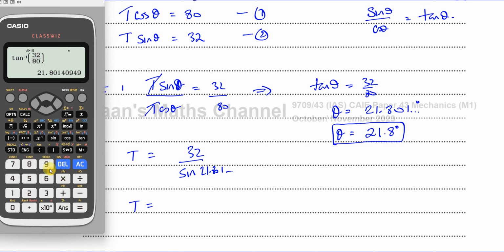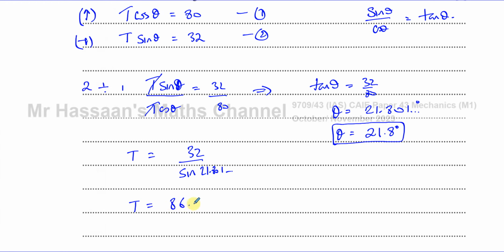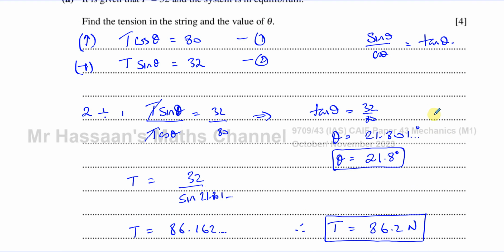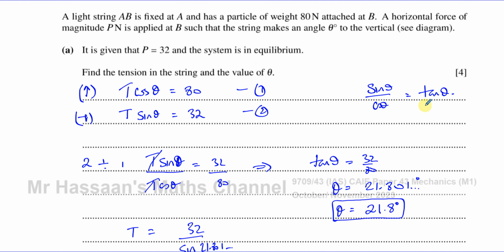So this is going to be 32 over the sine of the angle, which is the answer in our calculator. All right, so that's the more exact form of the answer. And that gives us 86.162. All right, so therefore we can say the tension is equal to 86.2 newtons. And there we have our answer to this question. That's the tension of the string and the value of theta. So that's part A of this question answered.